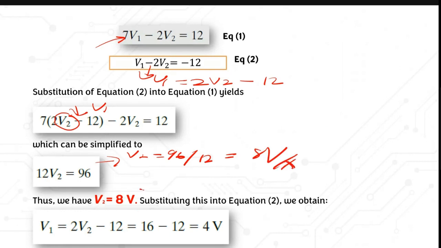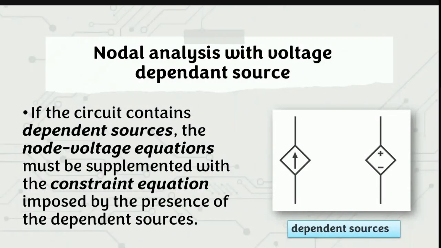And then you can substitute this V2 into this equation too. V2 here, you substitute with 8. So now you have V1 equal to 4. Okay, I think I have 10 minutes more.